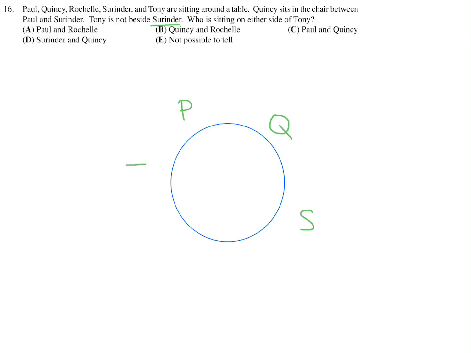So let's put Tony over here, and we're missing one of these friends, and I believe that is Rochelle. Rochelle hasn't been mentioned yet. So we'll just put it there, because Tony cannot be beside Surinder according to this statement. So now they're asking, who is sitting on either side of Tony? All right, well, it looks like P and R, Paul and Rochelle. And that's it. That's all they're asking for. So 16 is A.